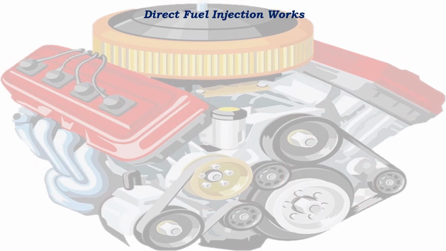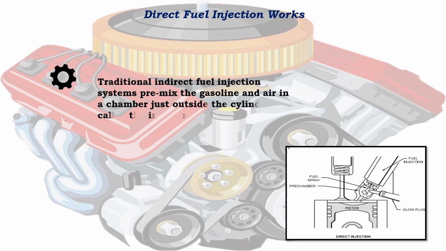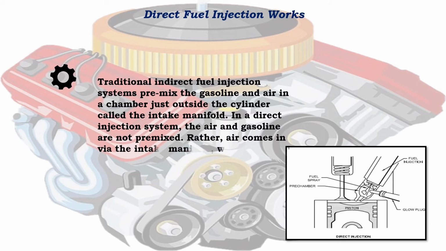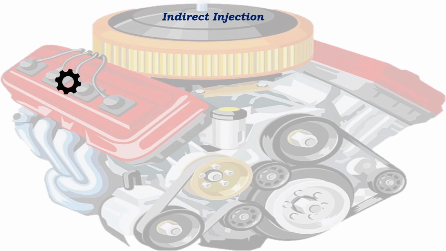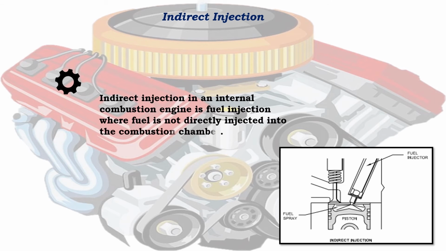How direct fuel injection works. Traditional indirect fuel injection systems pre-mix the gasoline and air in a chamber just outside the cylinder called the intake manifold. In a direct injection system, the air and gasoline are not pre-mixed. Rather, air comes in via the intake manifold while the gasoline is injected directly into the cylinder. Indirect injection, in an internal combustion engine, is fuel injection where fuel is not directly injected into the combustion chamber.